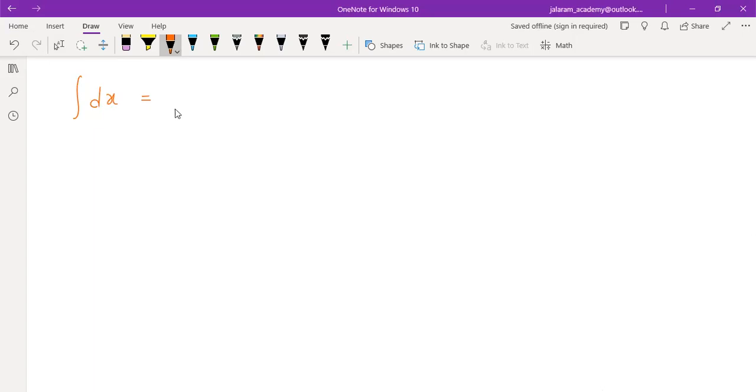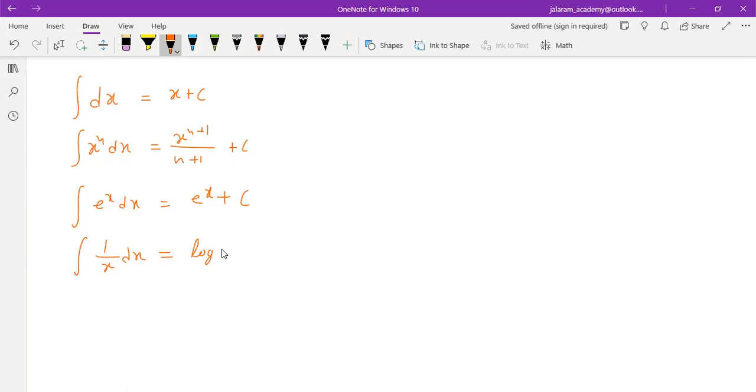Integration of a constant, that is 1, with respect to x is x plus c. Integration of x to the power n is x to the power n plus 1 upon n plus 1, plus c. Integration of e to the power x is e to the power x plus c. Integration of 1 by x is log x, and remember the base is e, plus c. Integration of a to the power x with respect to x is a to the power x divided by log a, base e, plus c.